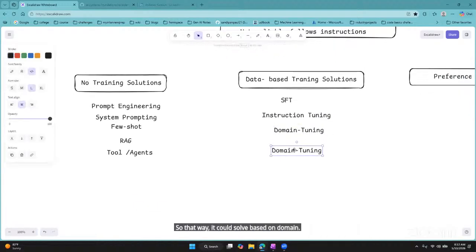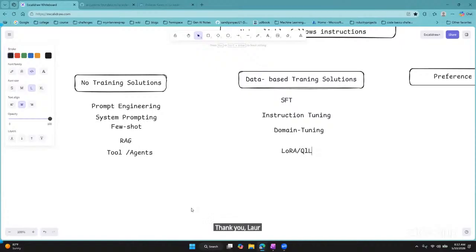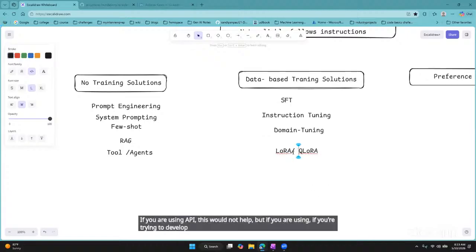Now, if you are going with a fine tuning model, or trying to train a model as per your required need, then there are two techniques that would be helpful: LoRA and QLoRA. If you are using an API, this would not help, but if you are trying to develop a model from scratch, then LoRA and QLoRA will definitely help you utilize compute better while training the model.